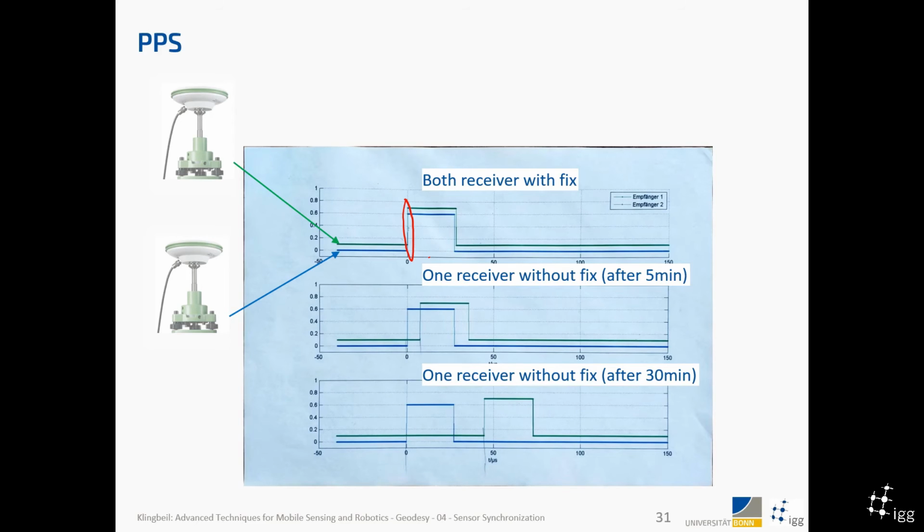And then if you have one receiver without a fix, for example, if you unscrew the antenna of one receiver, here the green one, the antenna was removed, the receiver was still running. Then you can see that the internal clock of the receiver drifts. After 5 minutes, it's about 10 microseconds drifted, and after 30 minutes, it's roughly 50 microseconds away. And this is actually still pretty good. The receiver internally still has a good clock, but it's drifting. And if you have a PPS again, then this would go back here and you have them synchronized again. So the PPS is something which can really be used for time synchronization.